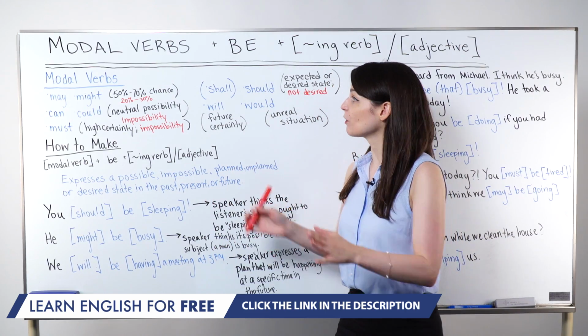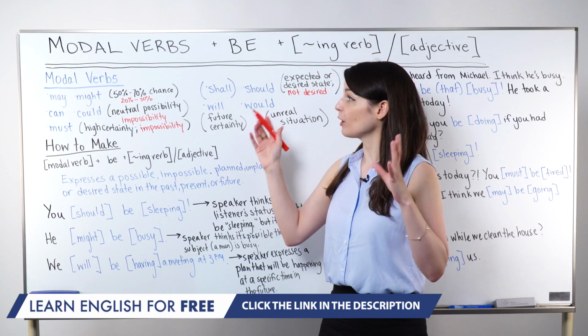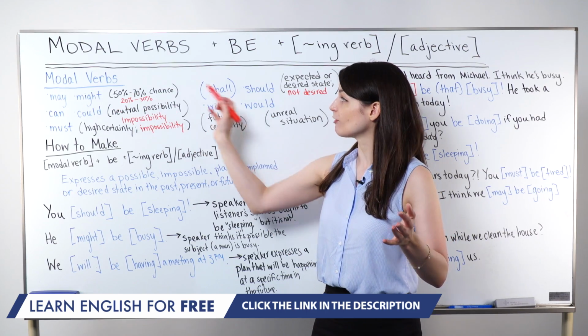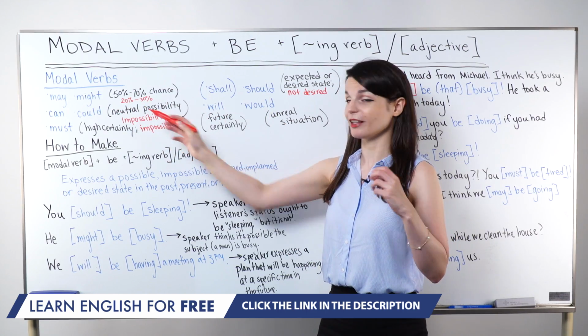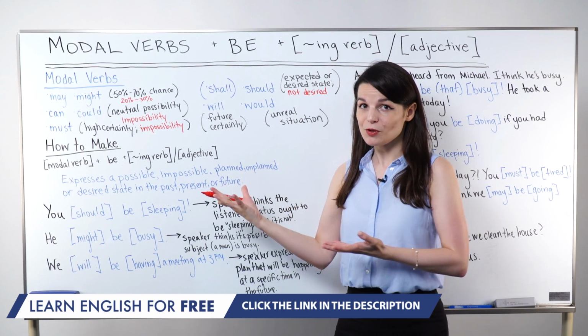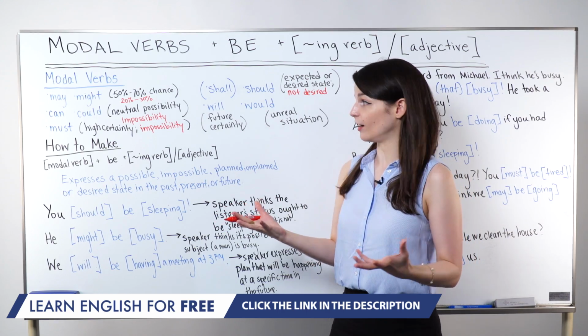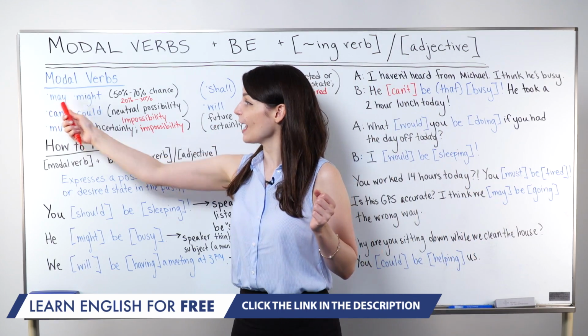First, I want to review the modal verbs. So if you don't know, these are the modal verbs in English in blue color here. I want to review what the meanings of these are. So first, let's start with may and might.